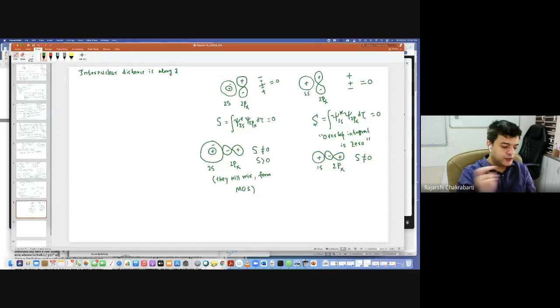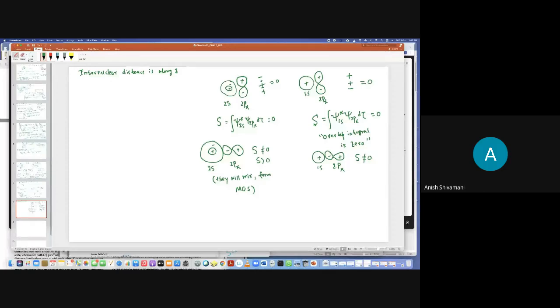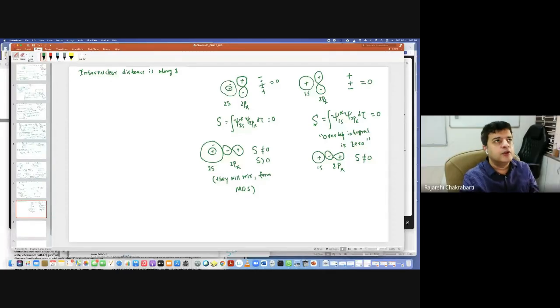Is this clear to all of you that they will form molecular orbitals? Yes, sir. Okay, now you also have 2s.